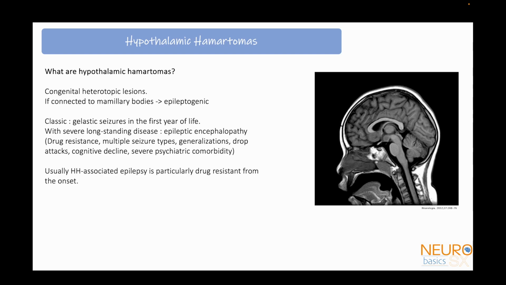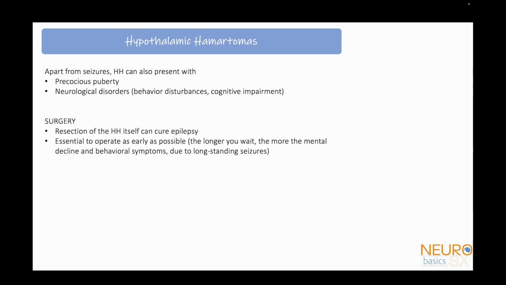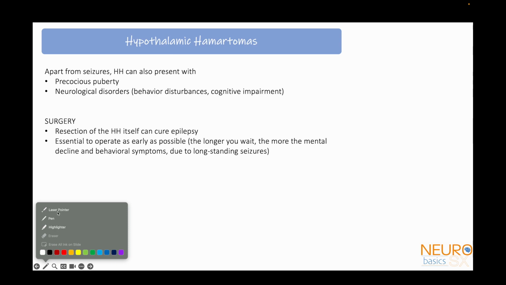Particularly, hypothalamic hamartomas with epilepsy, even without epileptic encephalopathy, are usually drug resistant right from the onset. So, making surgery a very important option in these patients. Apart from seizures, they can also present with precocious puberty and neurological disorders even without seizures. Okay, so surgery is one of the main treatment options for hypothalamic hamartomas.